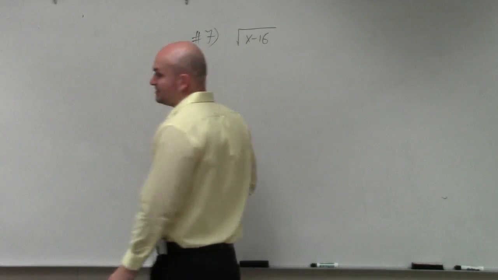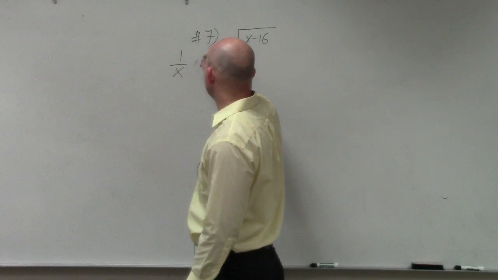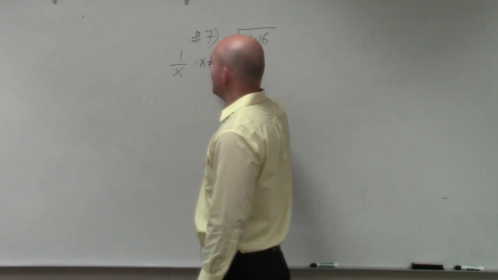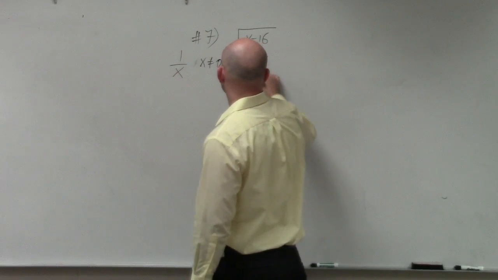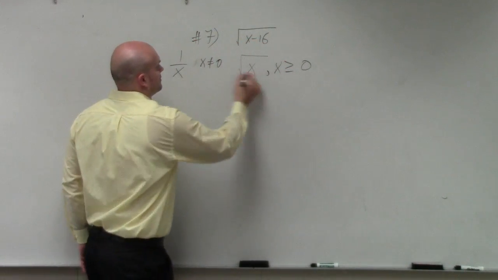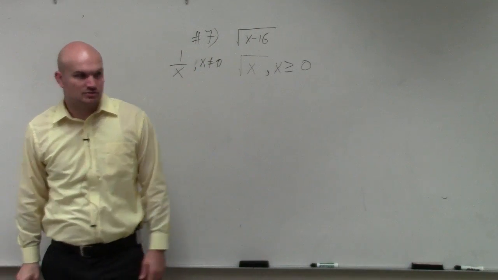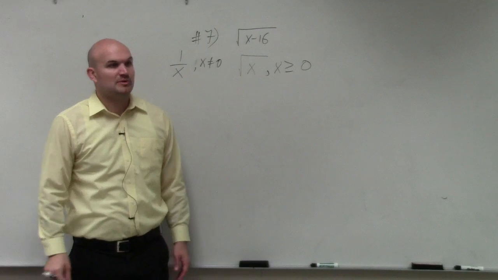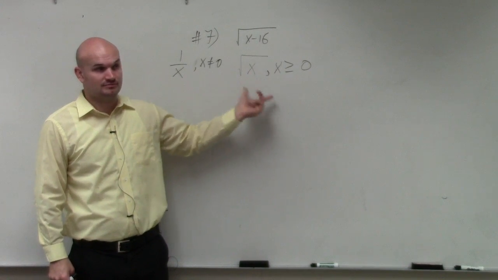problems. What we talked about was when you have x in the denominator, x cannot equal 0. And when you had x under a radical, x had to be greater than or equal to 0. Do you guys remember those? We went over them a lot. A lot of you had really big trouble with remembering that information. These are the only two constraints that we discussed at the beginning of the year. Only two.